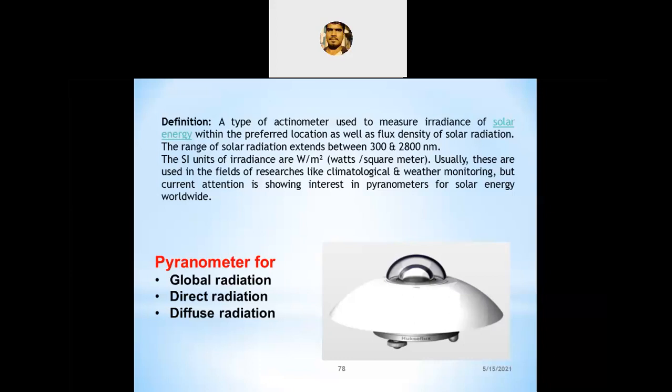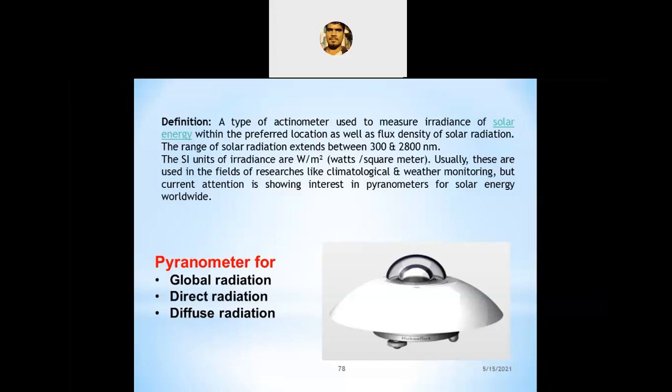If a shading ring is attached, here we are using one shading ring. Okay, it is attached, so the beam radiation is prevented from falling on the instrument or sensor, and then it measures only the diffuse component of the radiation. If you don't want beam radiation, only if you want diffuse radiation, you can use the shading ring. So that shading ring will avoid the beam radiation and only it will measure the diffuse radiation.